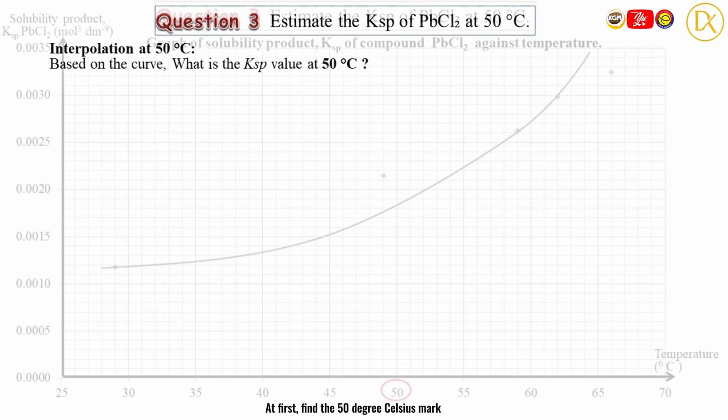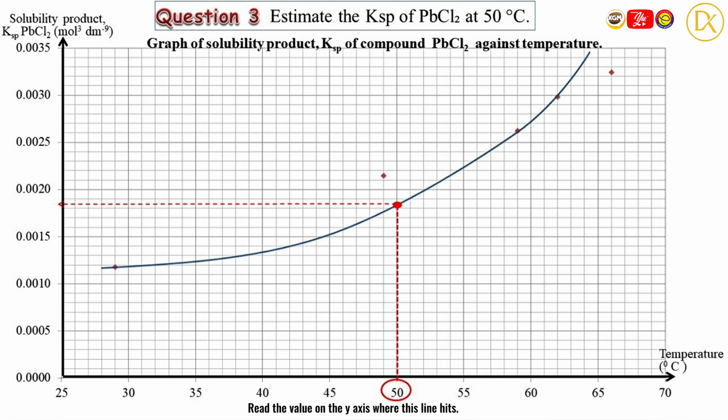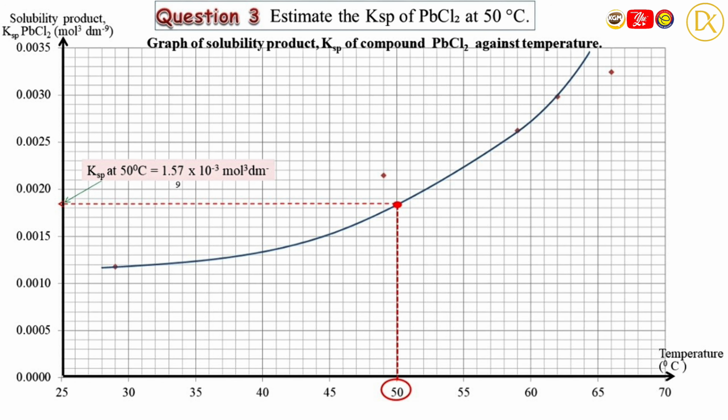At first, find the 50 degrees Celsius mark, place a ruler vertically at the mark and draw a dotted line straight up until it reaches your best fit curve. Mark the point where your vertical line intersects the curve. From the intersection point, draw a horizontal dotted line with your ruler to the left until it meets the vertical y-axis. Read the value on the y-axis where this line hits. Based on the curve, the Ksp value at 50 degrees Celsius is 1.57 times 10 to the power of -3.